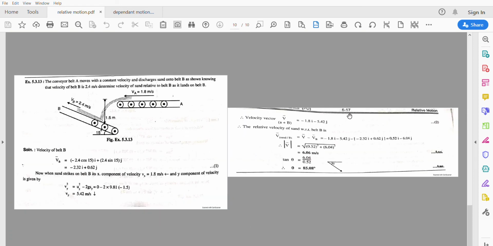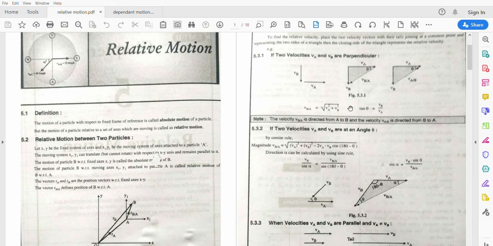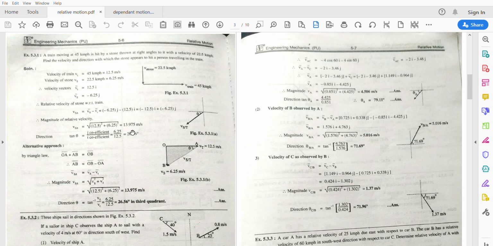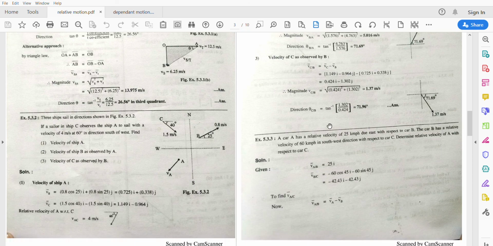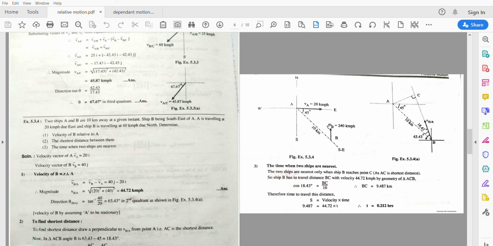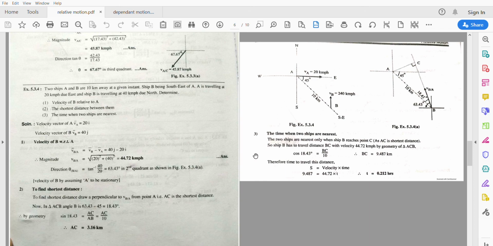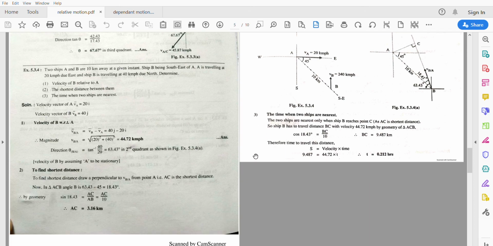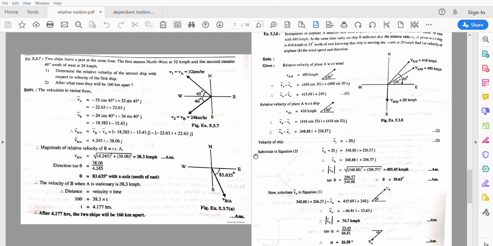Just go through these numericals. I hope it will be helpful for you, but do read these numericals carefully. You're not going to have any numerical on this. You don't need to solve the numericals. Just go through the procedure, so that in the remaining syllabus, while solving the numericals, you will be familiar with the concept. Thank you.